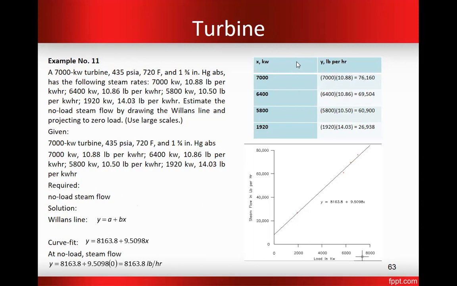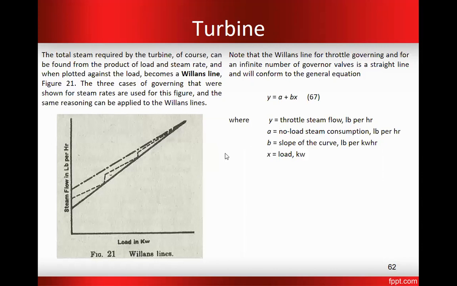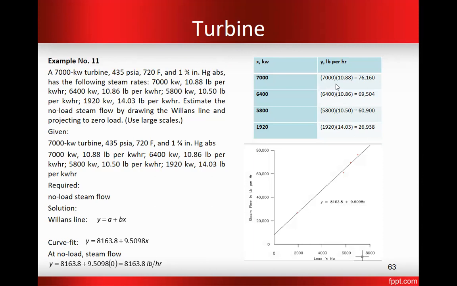Sa X in kilowatt, 7,000, 6,400, 5,800, 1,920. Then, yung Y mo, value is, ano? Y is the total steam flow pounds per hour. So, you multiply mo yon. 7,000 kilowatt times 10.88 pounds per kilowatt hour, magiging 76,160 pounds per hour. Same, 6,400 times 10.86, magiging 69,504. Then 5,800 times 10.5 is 60,900. Then 1,920 times 14.03 is 26,938.